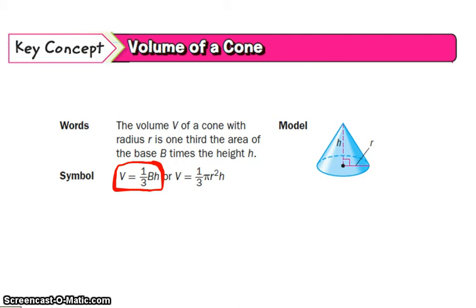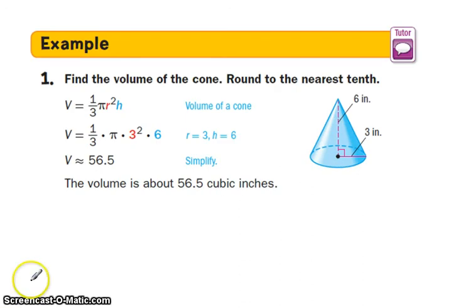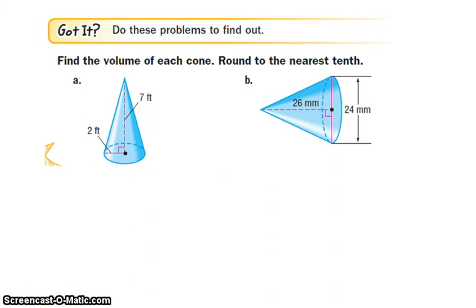Let's look at an example. In this example, you have a cone that has a radius of 3 and a height of 6. So start with your generic formula up here: V equals capital B times h. Then we take that B out and we plug in pi r squared. Your radius is 3, so we square it, and your height is 6. Multiply it all out and you get 56.5. So what I want you to do right now, pause the video, go ahead and try these two cones, and we'll see how you did.